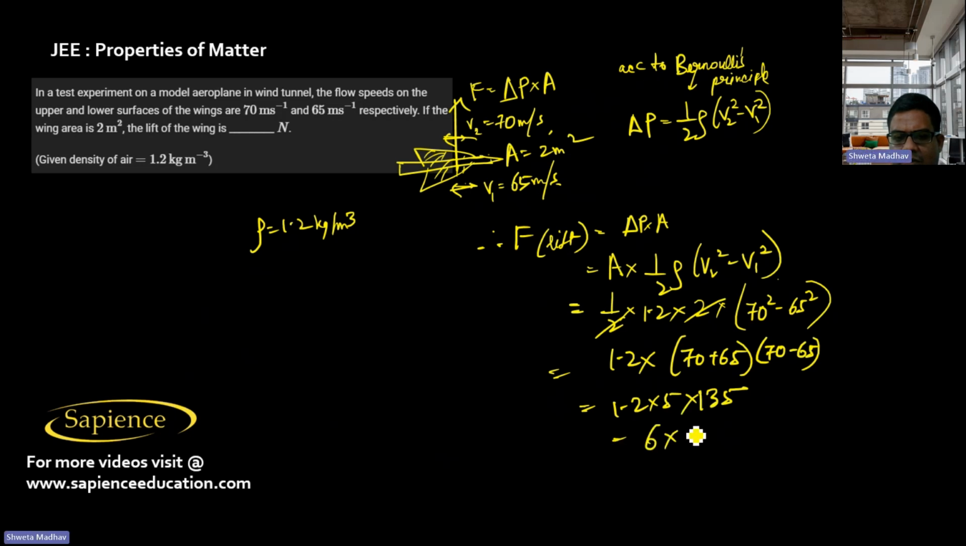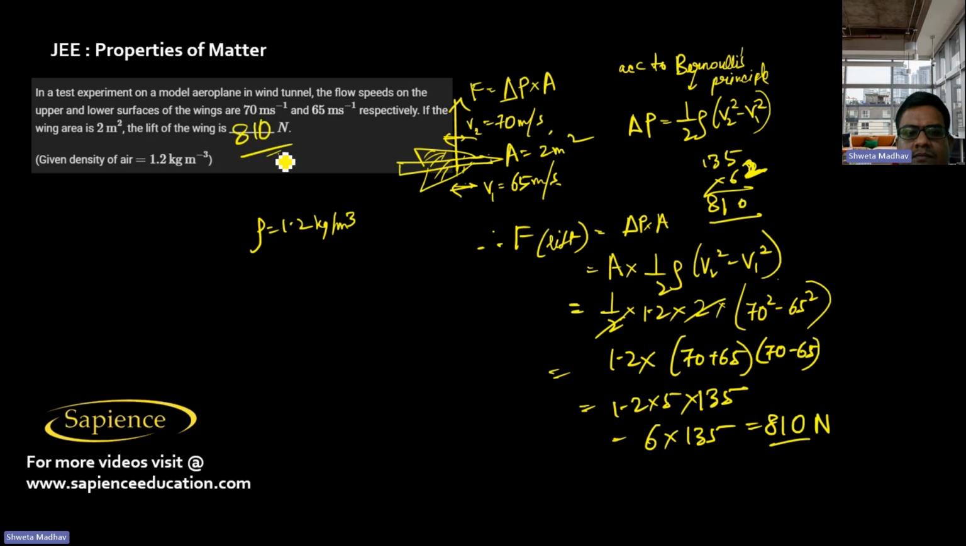So 12 into 5 is 60, so 6 into 135. 135 into 6: 6 5s are 30, 6 3s are 18, that is 21, 6 1s are 6, that is 8. So this will be equal to 810 Newton. So 810 is the answer.